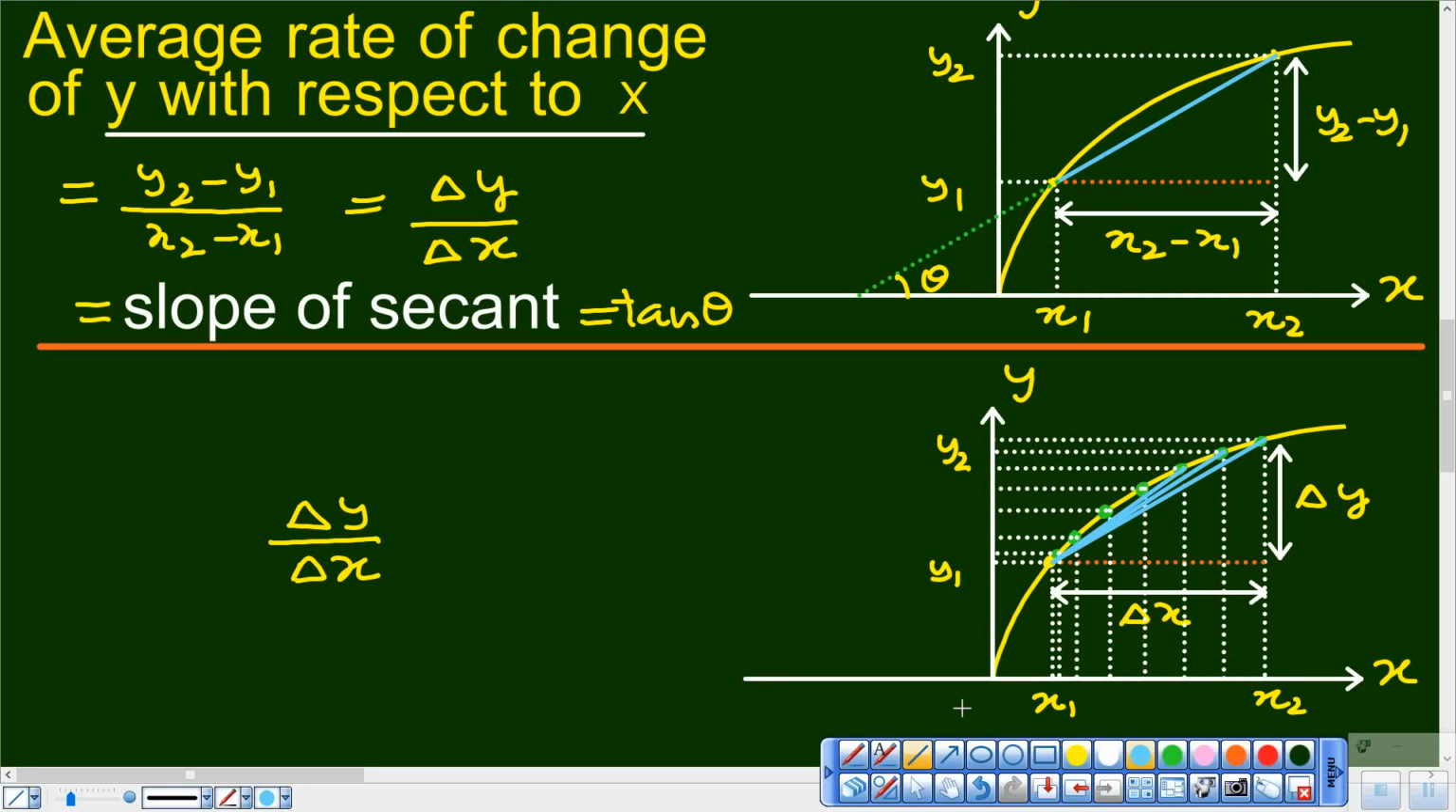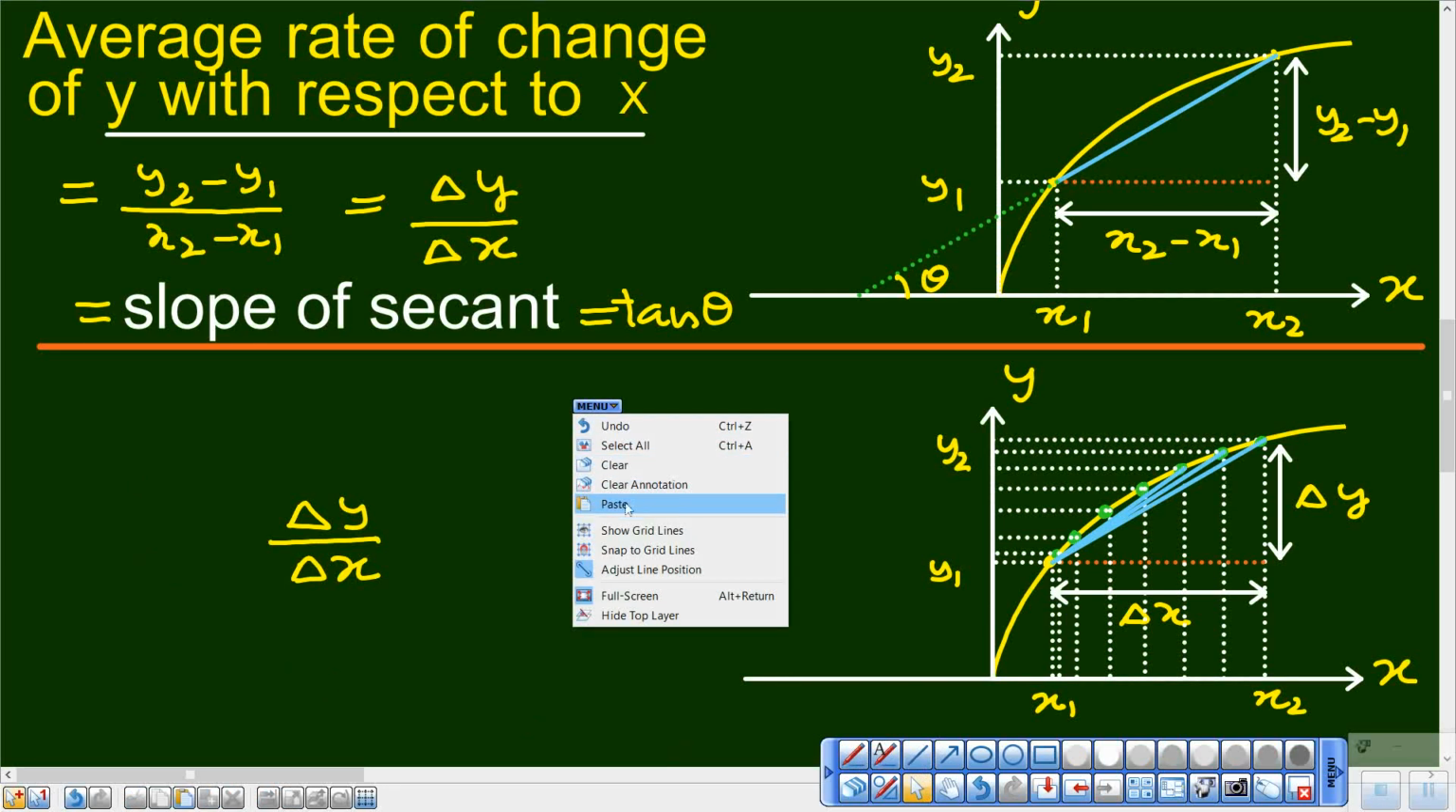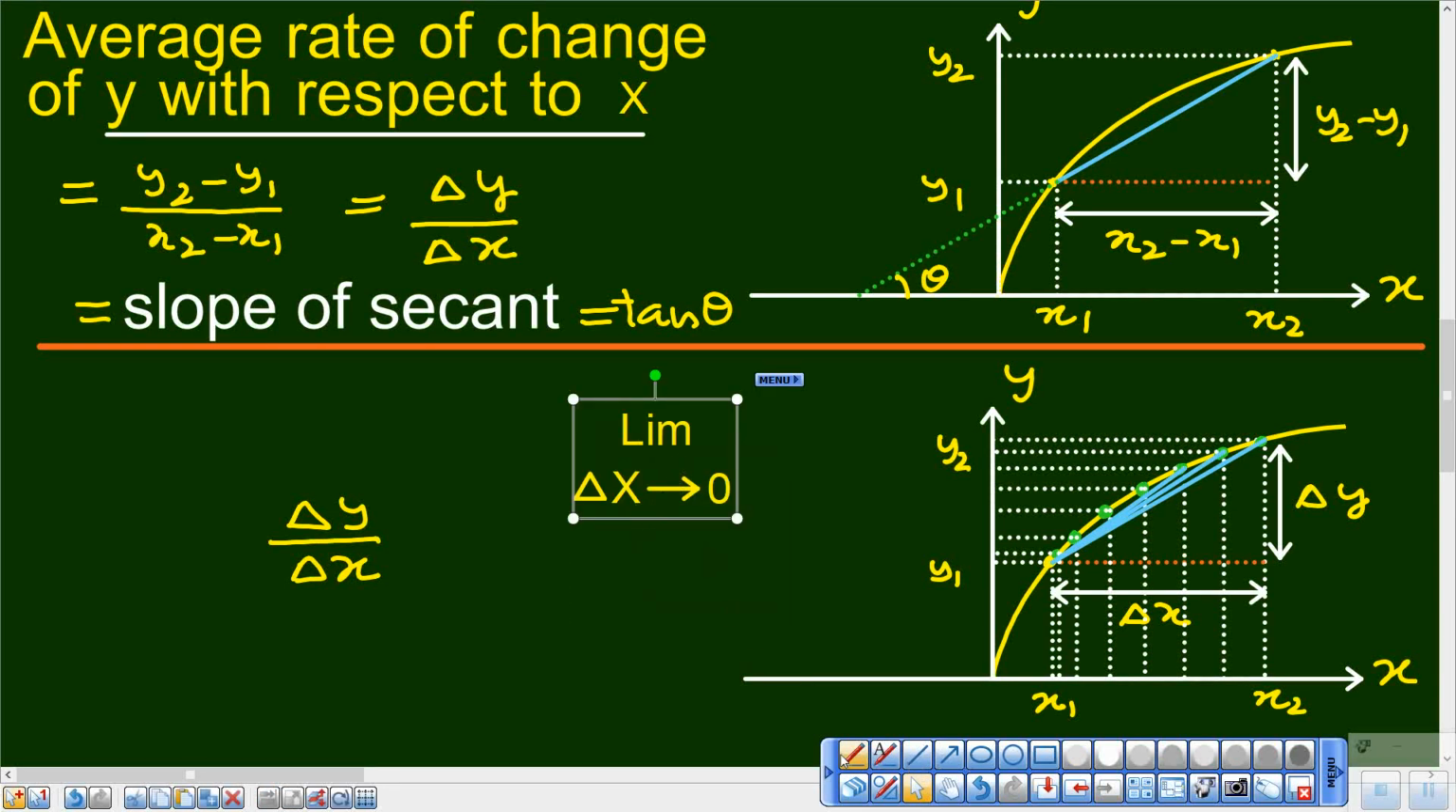So what is the closest position? The closest position is very small. So we express this information as limit. We express this information as limit delta x tending to 0. Can you see that delta x is the gap between x1 and x2?